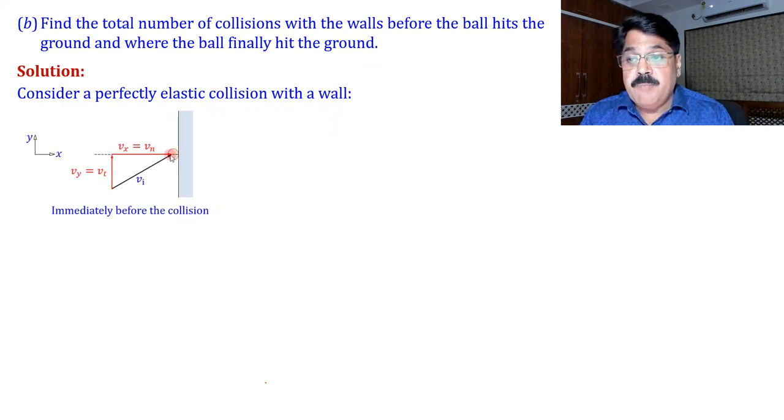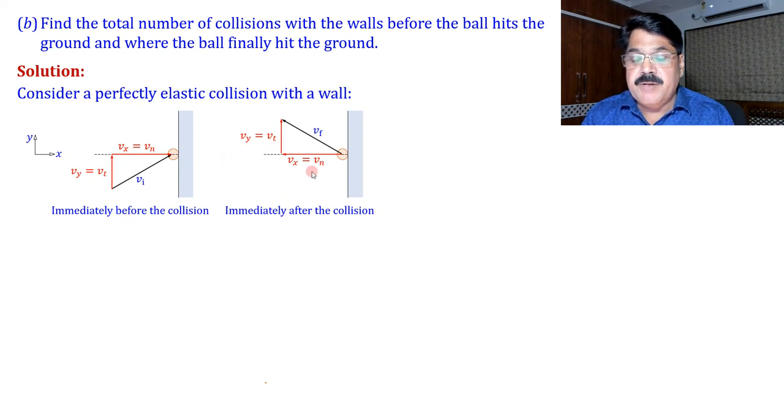At whatever angle the ball comes, the same angle the ball will go with the same speed. So this Vt will remain the same, and this component will be reversed, but the magnitude will remain the same. That is the situation immediately before the collision, and that is the situation immediately after the collision. You can see here Vy is equal to Vt, the tangential component, so it will remain Vy. Vx is the normal component, so it will remain Vx in magnitude but reverse in direction.